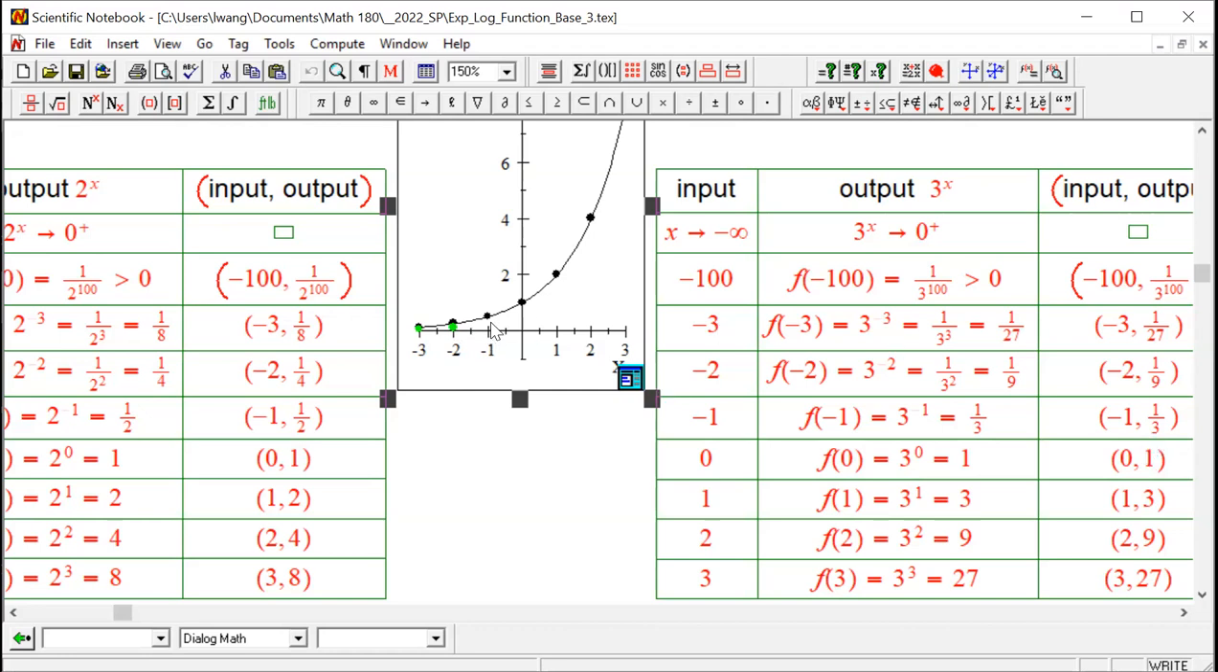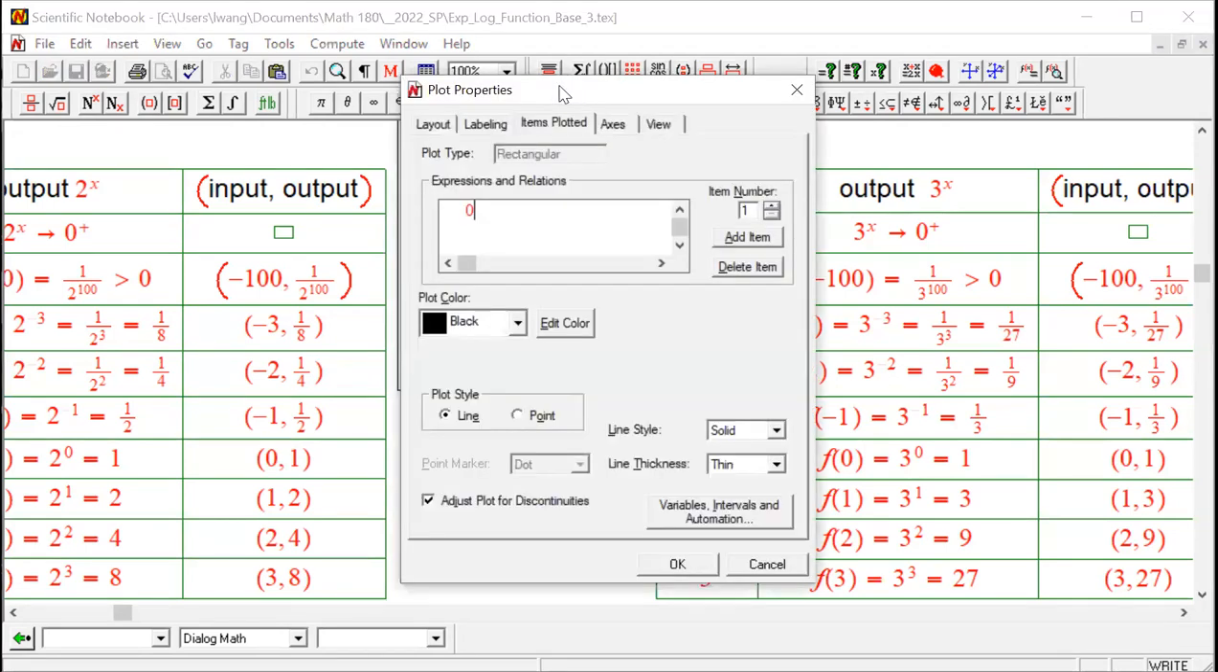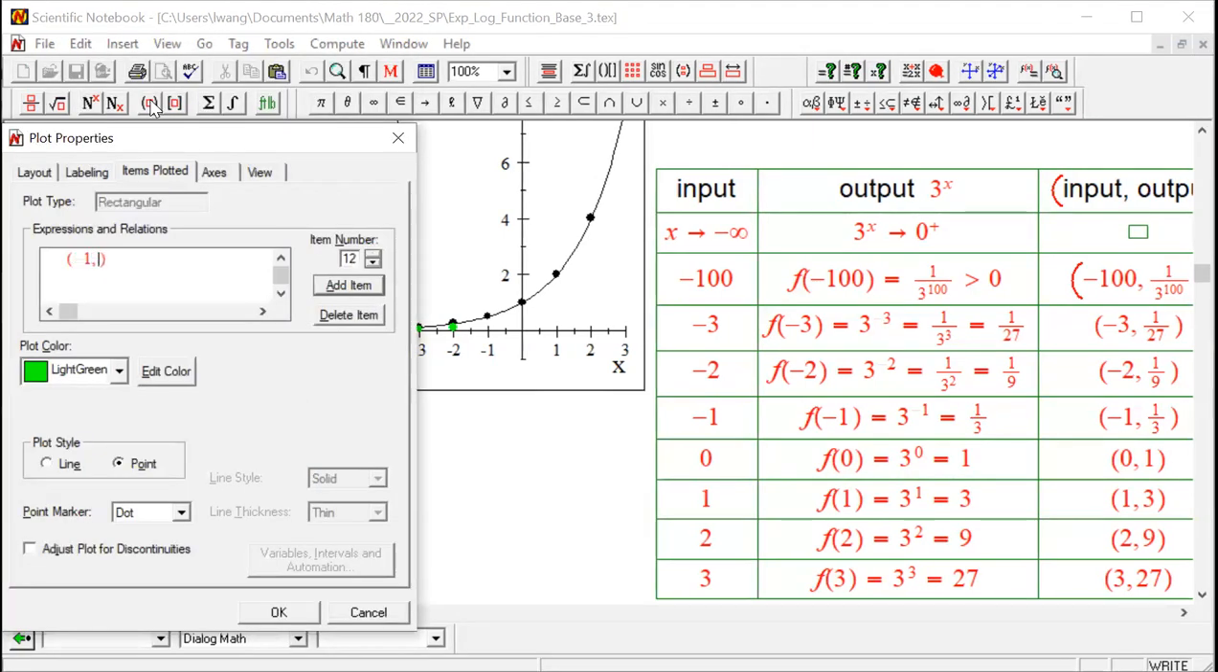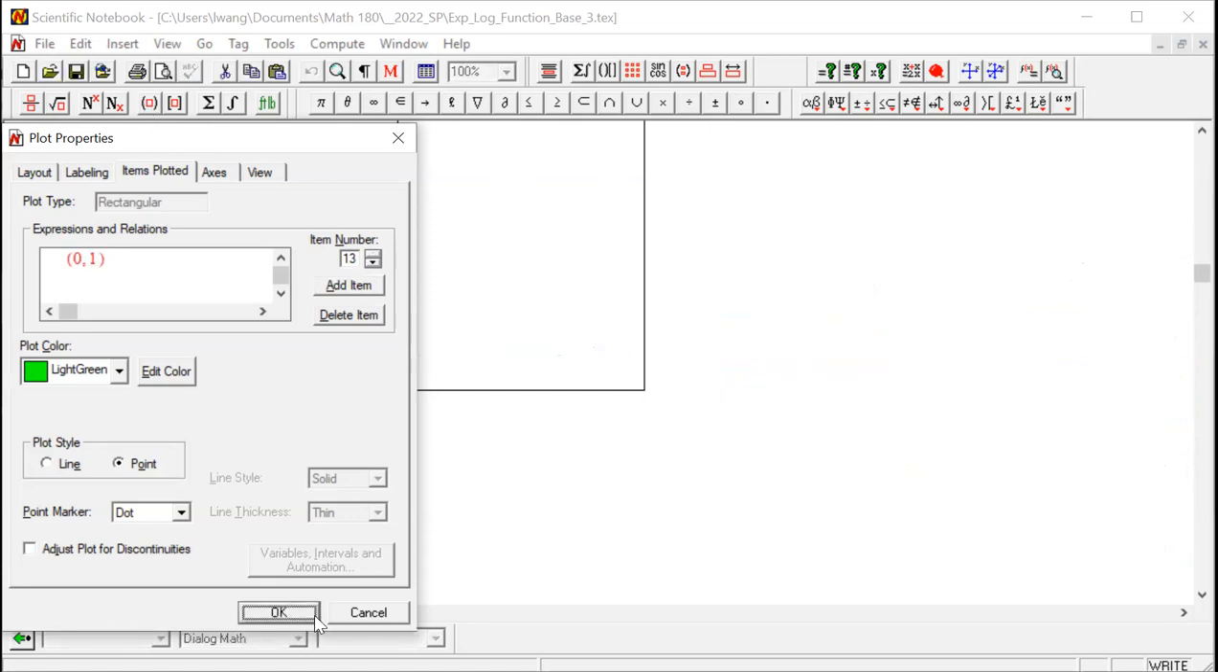And then keep going, we can anticipate the next point is going to be here. And where would that be, right? So let's keep going for a few more times. Okay, -1, 1/3. And I'm gonna plot 0, 1. 0, 1, take a look, okay?